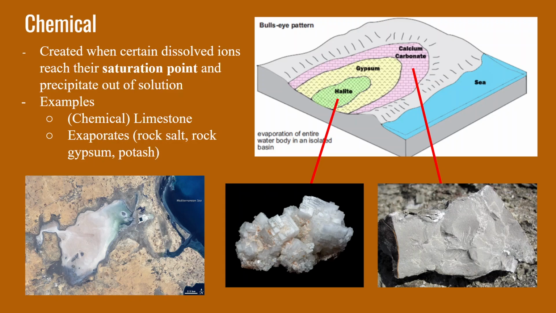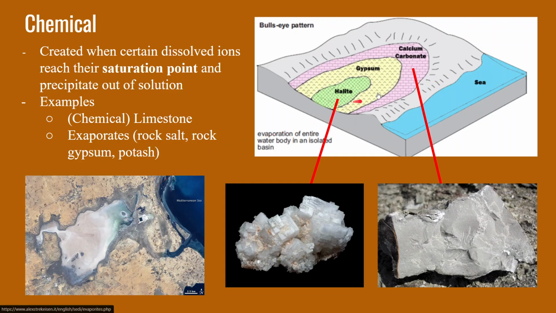And this can happen in nature too, when you have a pond with some dissolved stuff in it, and then that pond evaporates, like the picture in the bottom left here, and that leaves behind these precipitated materials, which are chemical sedimentary rocks. It's also important to note that you don't have to evaporate the entire pond completely dry. You just have to reach that material's saturation point.